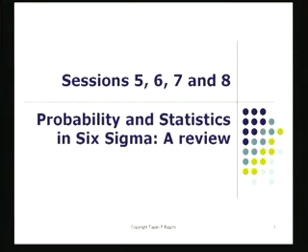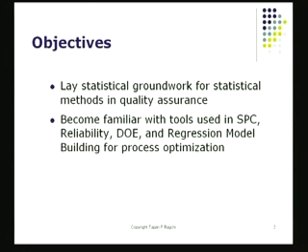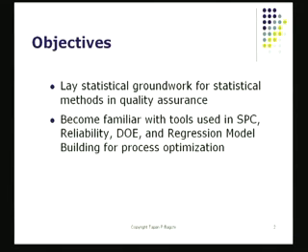All right, let's begin by going to slide number 1, and the very first thing we have is the title slide, Probability and Statistics in Six Sigma, a review. The objective of this lecture is to lay the statistical groundwork for statistical methods in quality assurance. That I'll try to do in a very broad way. And then, of course, we'd like to be familiar with the tools used in Six Sigma that include SPC, reliability, design of experiments, regression model building, and process optimization. These I'll be touching upon.